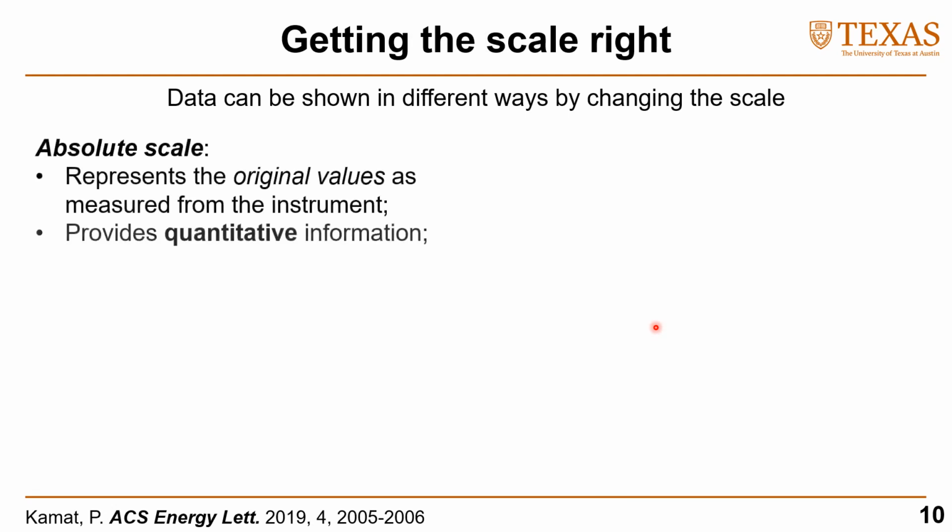So for instance, we can use absolute scale. The absolute scale is only meant to show quantitative information. And this is important because this means that the value is going to be the same. It doesn't matter if you do it here or in another lab, because this is a reproducible value. So you're basically putting the original values as they are from the instrument.